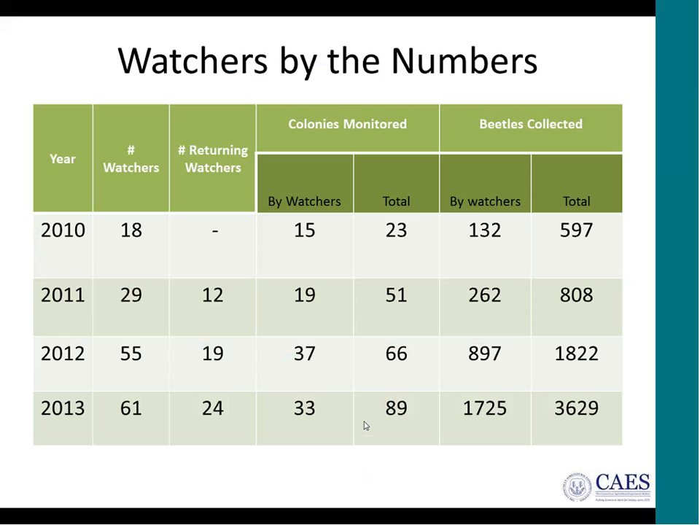This program, we started it in 2010, and as you can see over the years, it has been increasing: the number of watchers we have, the number of people who are coming back, as well as the number of colonies monitored by those watchers and the number of beetles collected. And of course, as we've been getting better at this, we're also increasing the number of colonies and beetles that we've been catching. So last summer, we collected 3,600 Buprestids, and the watchers collected about half of those.